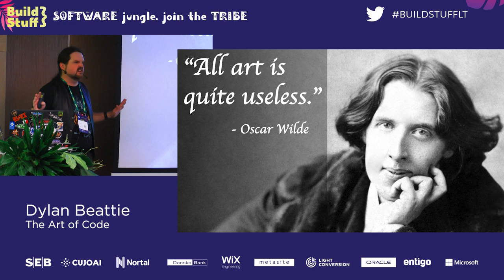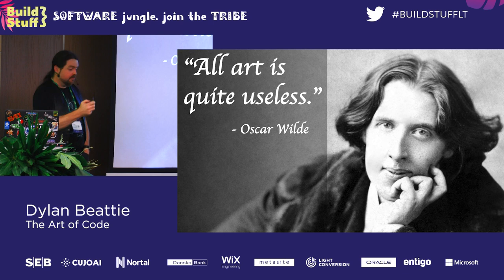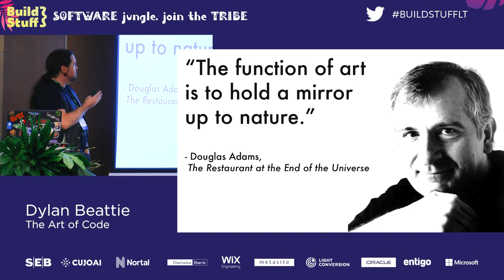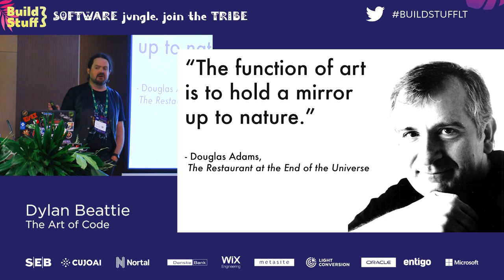Or maybe Oscar Wilde was wrong. I like this quote. "The function of art is to hold a mirror up to nature. Art can help us understand the world that we live in better." And if we want to hold a mirror up to nature, before we can do that, we have to invent the mirror. And that's where science and technology come in.